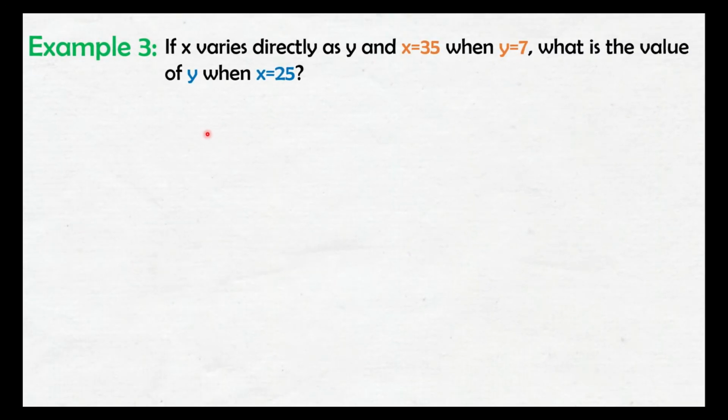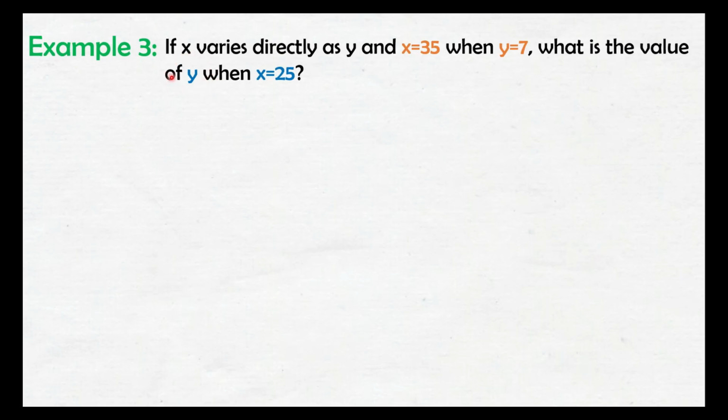Okay, example number 3. So, dito, meron tayong ibang situation. So, yung question natin is, if x varies directly as y and x equals 35 when y equals 7, what is the value of y when x equals 25? So, dito meron tayong dalawang pares ng variables. So, we have the first pair, yung x equals 35 at saka y equals 7. At yung pangalawang pares natin is y at saka x equals 25. Yung target natin dito ay hanapin yung value ng y natin.